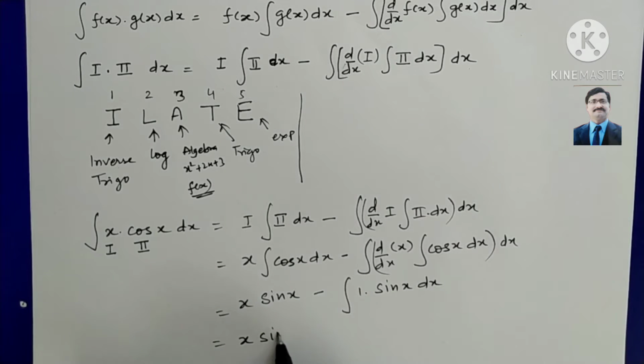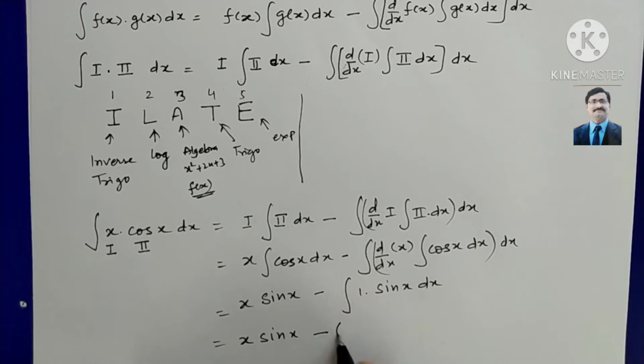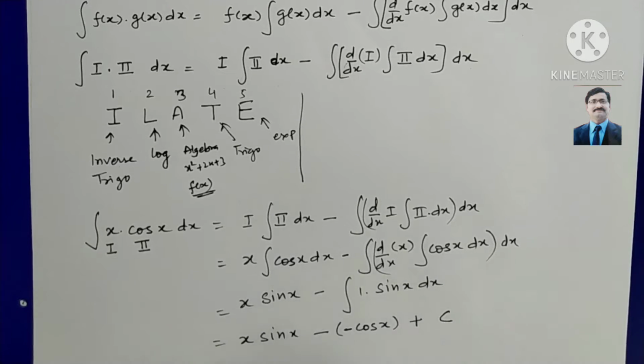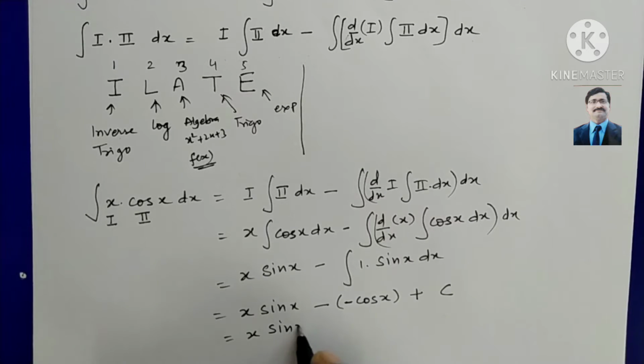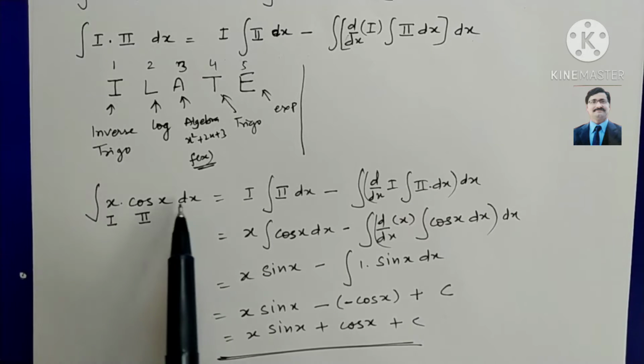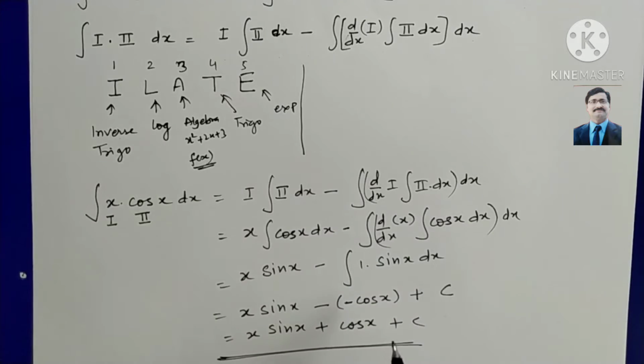Now we do the integral of sin x. The integral of sin x is minus cos x, okay, and plus c. Now we open the bracket, we get x sin x plus cos x plus c. This is the integral of x cos x dx. I think you understand this method.